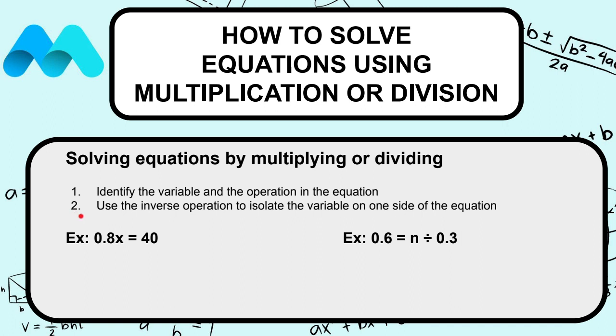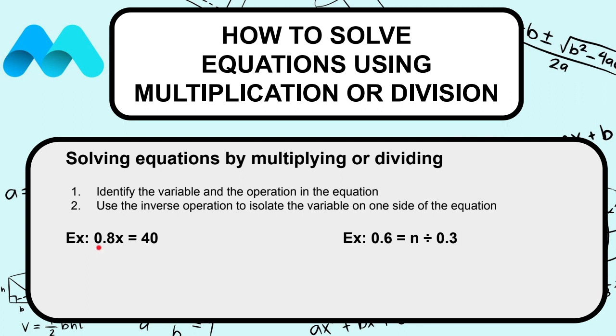Now what we are going to do in step two is use the inverse operation to isolate the variable on one side of the equation. That's the whole goal here: we want to get this x, looking at the first example, by itself with that equal sign and an answer on the other side. The way to do it is to use the inverse operation. Again, that's the opposite operation.